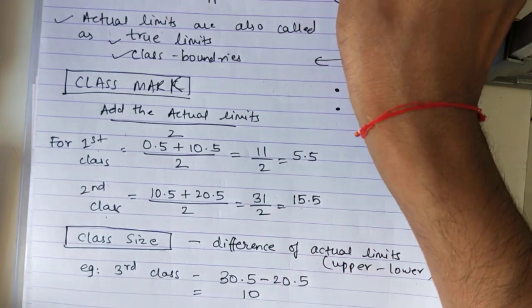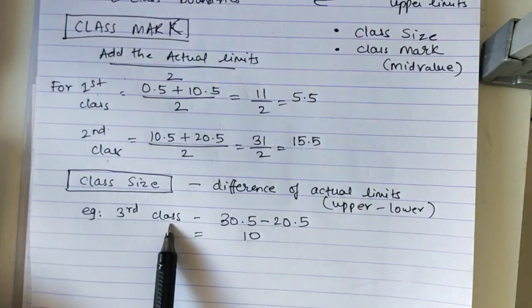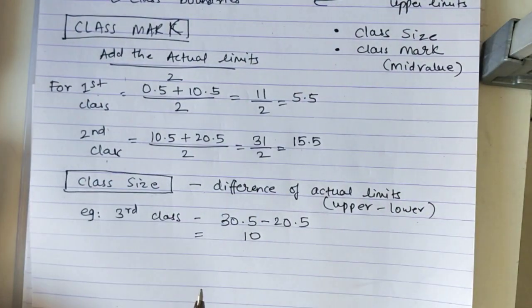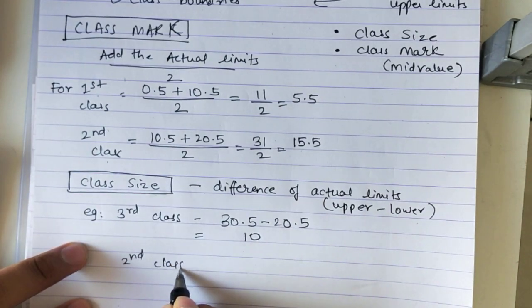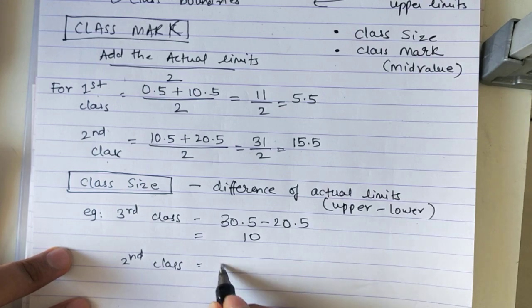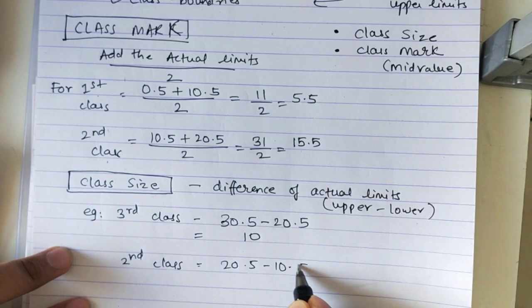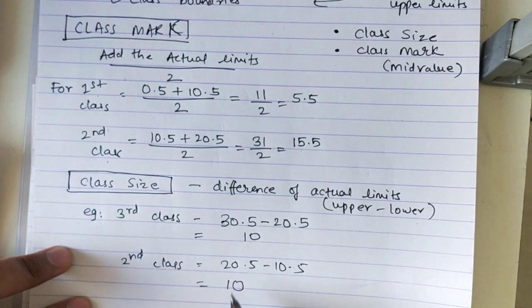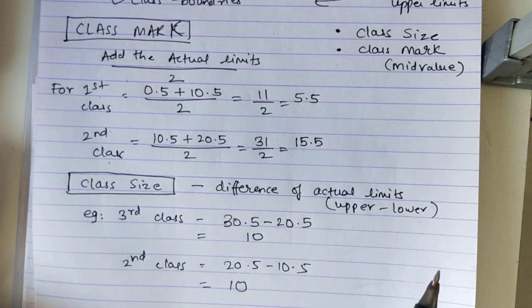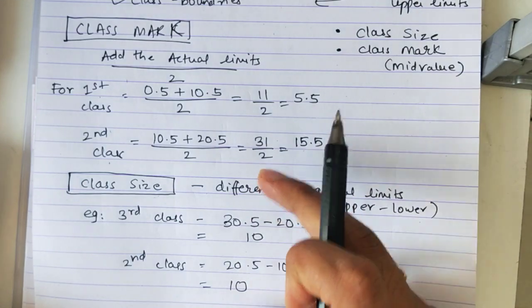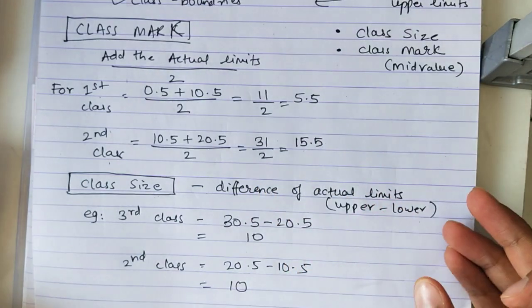Okay, and one more thing, the class size for all classes remains the same. Even if they ask you for the second class, 20.5 minus 10.5, the answer will remain the same. The class size remains the same for all the classes in a particular sum. For different sums it may vary.